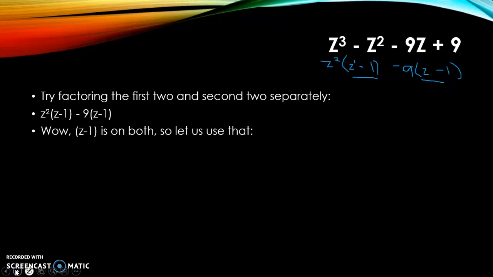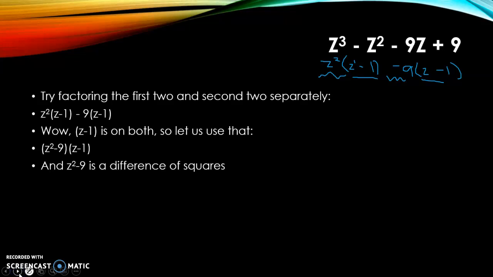Because z minus 1 is on both sides, we can use that. And then z squared, what's left? z squared minus 9 times z minus 1. z squared minus 9 is a difference of squares, and so we're going to factor that using our difference of squares for a final answer of z minus 3 times z plus 3 times z minus 1.